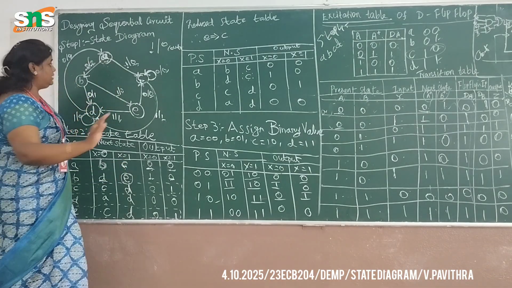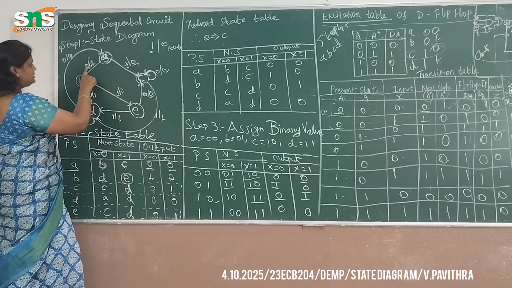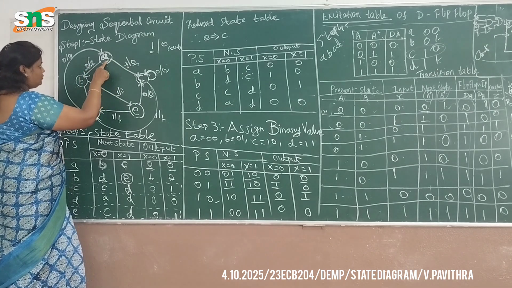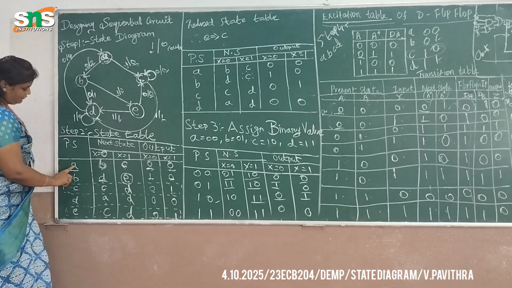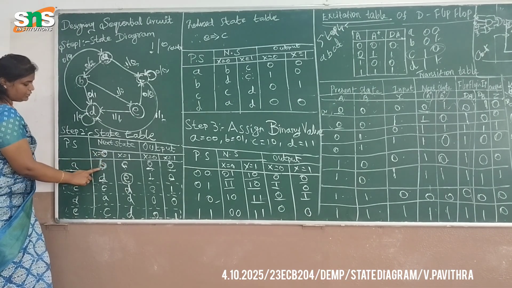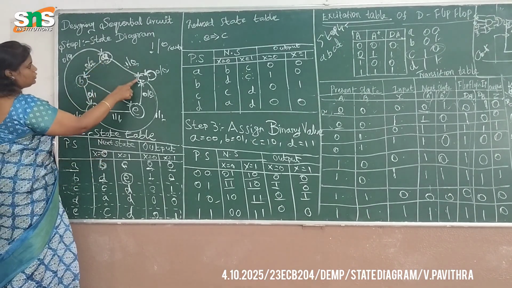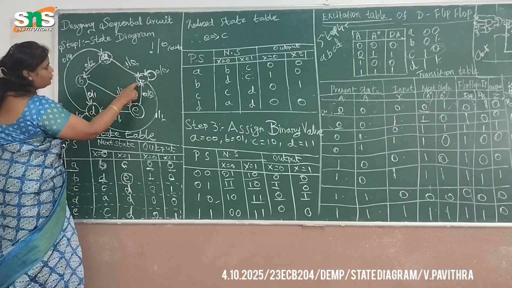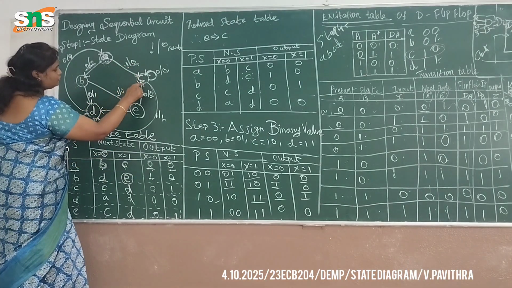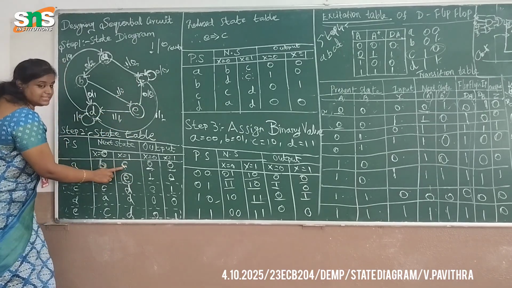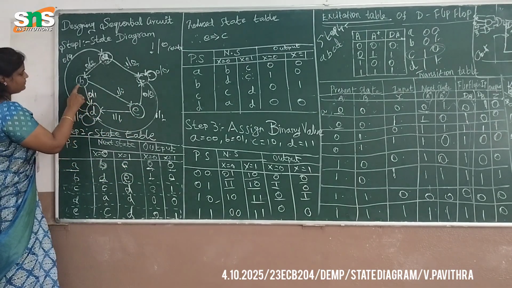For the first one I'm going to explain, please listen carefully. Here for the A, we have zeros and ones, right? So for the 0, where is it going? It's going to the B. So if A is equal to 0 it's going to the B, right? If A is equal to 1 the output is 0. That's what I have written here, 0. And which state is it going to? It is C. So I have written C here.